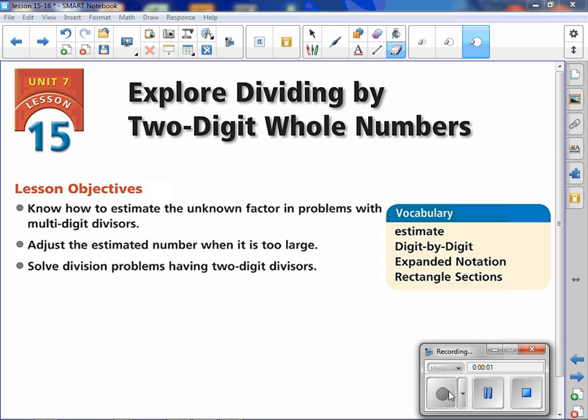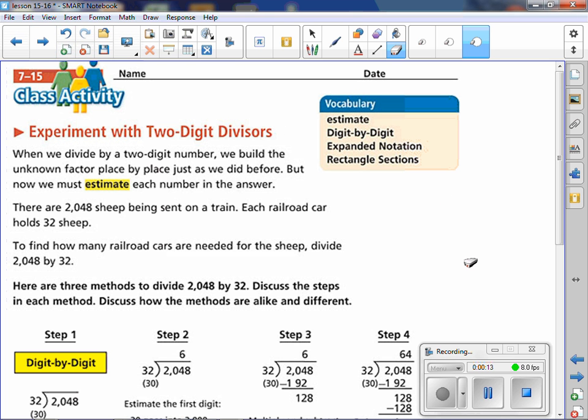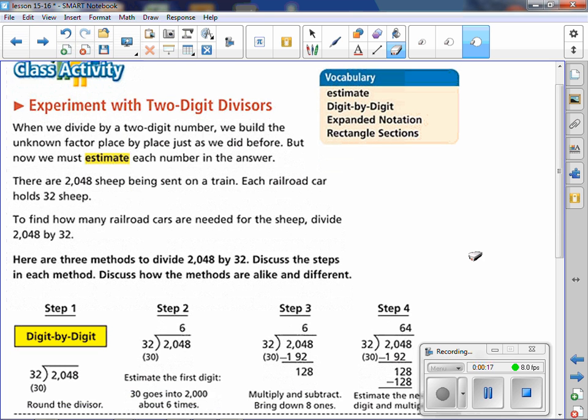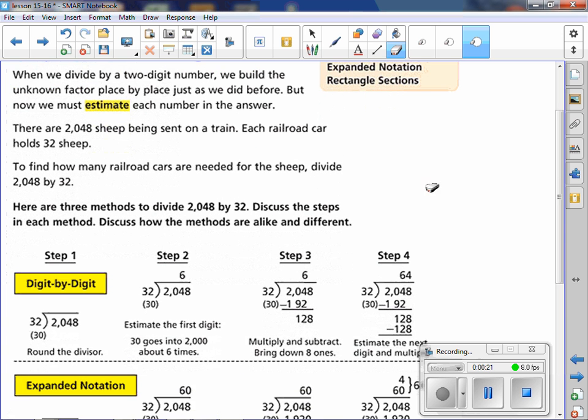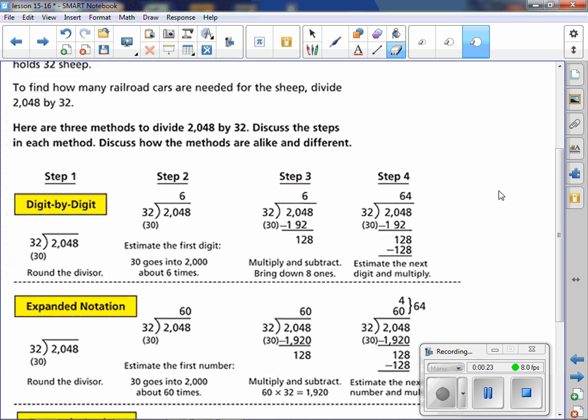Unit 7, Lesson 15, exploring dividing by two-digit whole numbers. So we'll talk about that. We can use estimation to help us along and then adjust as we go. There are three different methods that the book gives us for dividing. They gave us a story problem here about sheep and a railroad car. You can read through that if you want to.